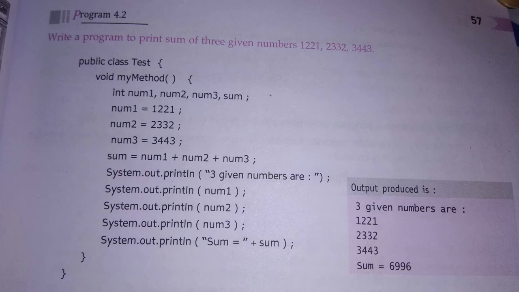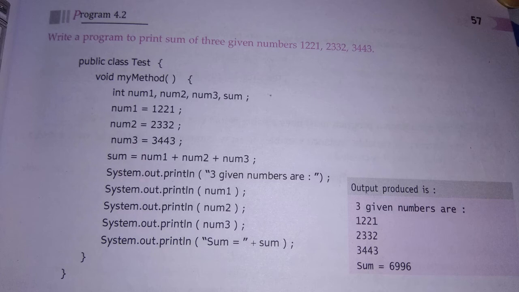So num1 will print what value is stored in num1: 1221. Next, num2 will print which value is stored in the variable num2: 2332. And third one, num3, means which value is stored in num3: 3443. Okay. And last we will print sum equal to as it is, so we will write in double quotes and then plus, because we are joining this message with the variable, and then we will print the value of sum. So what is the value of sum? What we will get after adding the values of num1, num2 and num3.